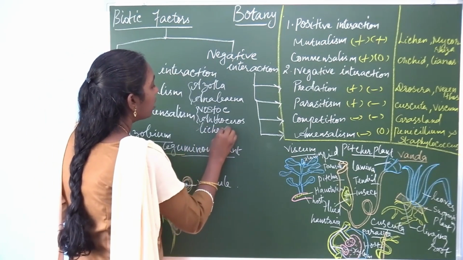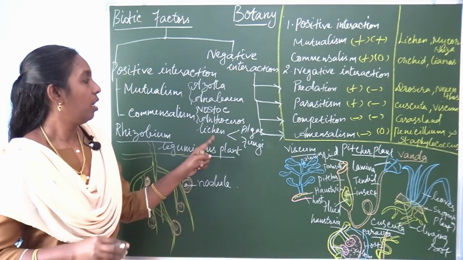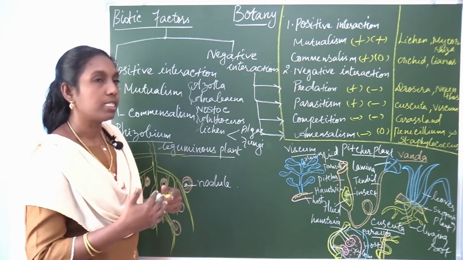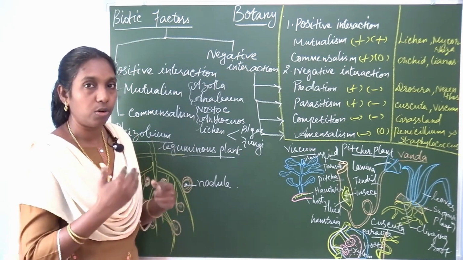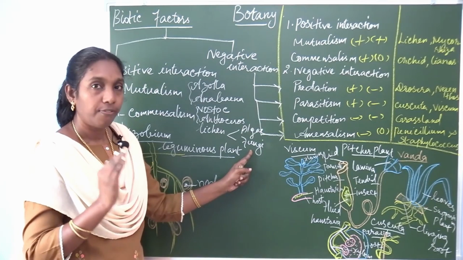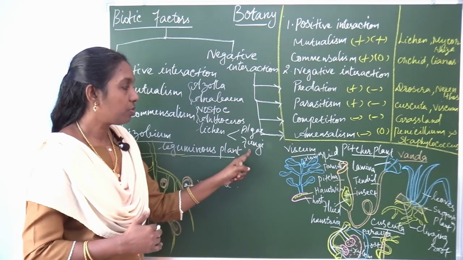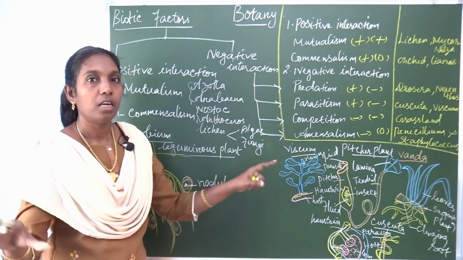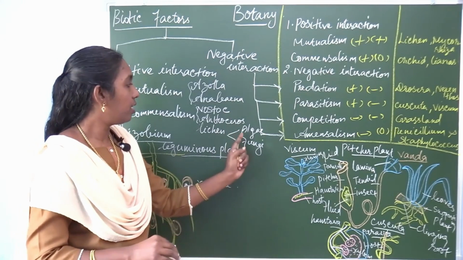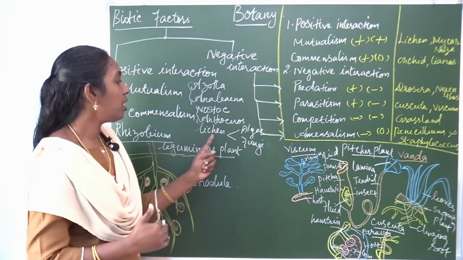Likewise, lichen. Lichen is the association between algae and fungi. How is it beneficial? Algae, due to the presence of chlorophyll, carry out photosynthesis and synthesize their own food. But fungus lacks chlorophyll, so it cannot synthesize food. But both are mutually benefited. The alga supplies food to the fungus, and the fungus, with its interwoven, profusely branched hyphae, collects water and gives it to the alga. So this type of symbiotic association is lichen.